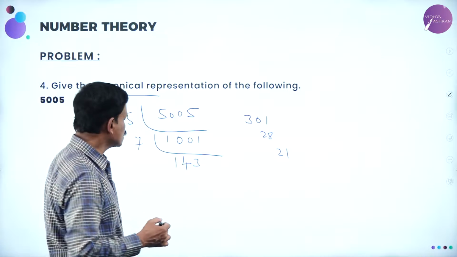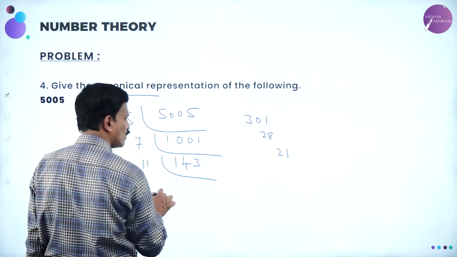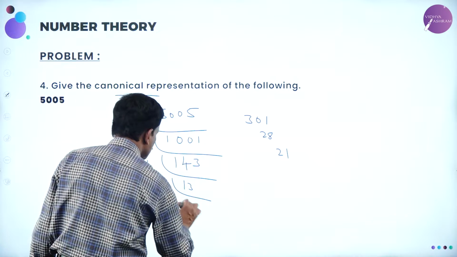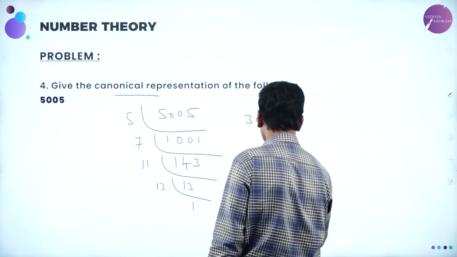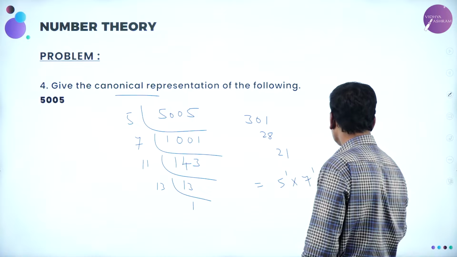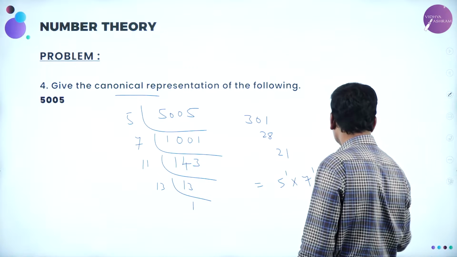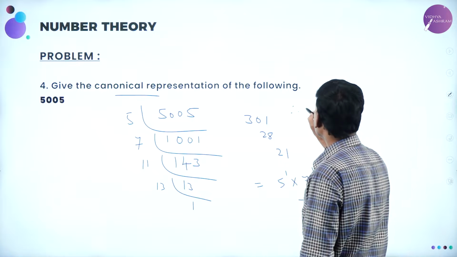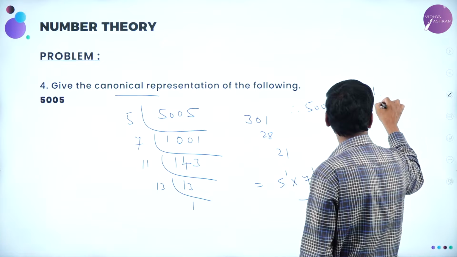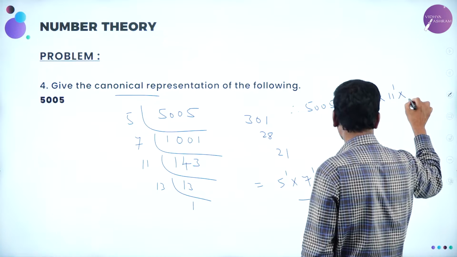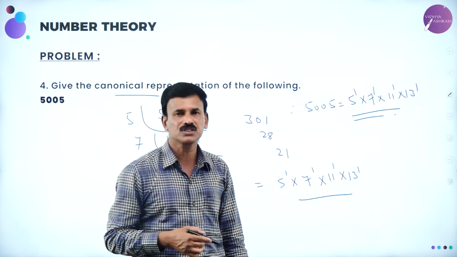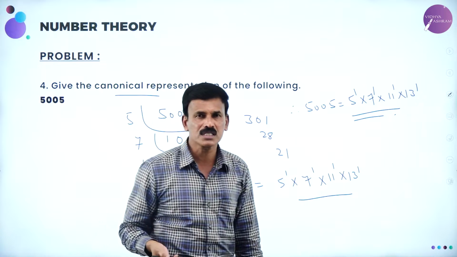Right. Now again this 143 can be divisible using 11. 11 13s are 143. So therefore the canonical form of this is 5 to the power of 1 into 7 to the power of 1 into 11 to the power of 1 into 13. These are the factors. So therefore we can write 5005 as 5 to the power of 1 into 7 to the power of 1 into 11 to the power of 1 into 13 to the power of 1. That's it. This is the canonical representation for the number 5005. Hope you followed.